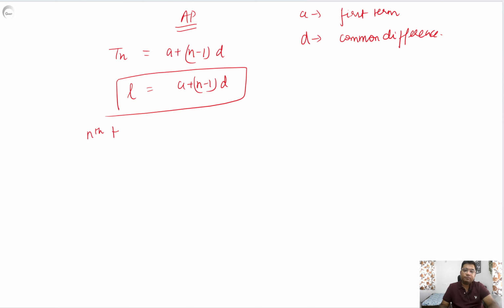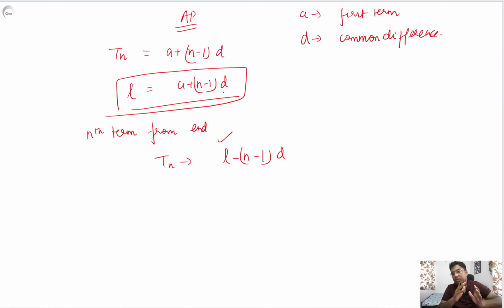The nth term from the end. So if you start counting your AP from the last term and move towards the first term, how would you position the nth term? The nth term counting from the end is L minus (n minus 1) into d, and as you have guessed, L is the last term. Okay. So this is how you find the nth term from the end.